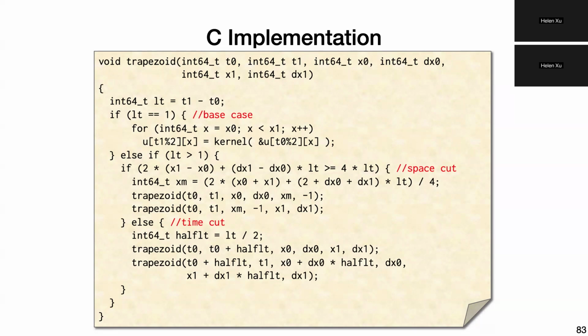The base case is if these are only separated by 1. We just do the loop version that we just had. And then these are the recursive calls. Otherwise, if the time dimension is greater than 1, this is we cut in space. This is we cut in time. It's not necessary to exactly understand all the details of this. The high level is, like I just said, if it's too wide, you cut it horizontally. If it's too tall, you cut it vertically.